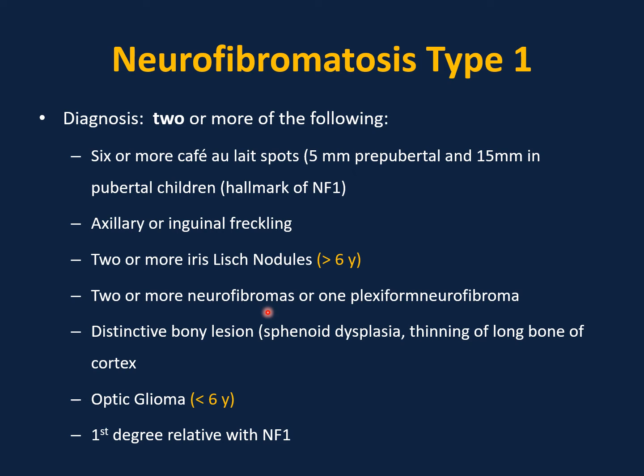2 or more neurofibromas or 1 plexiform neurofibroma. Distinctive bony lesion is sphenoid dysplasia, thinning of long bone cortex, pseudoarthrosis. Optic glioma appears in children less than 6 years of age, and first degree relative with neurofibromatosis type 1.